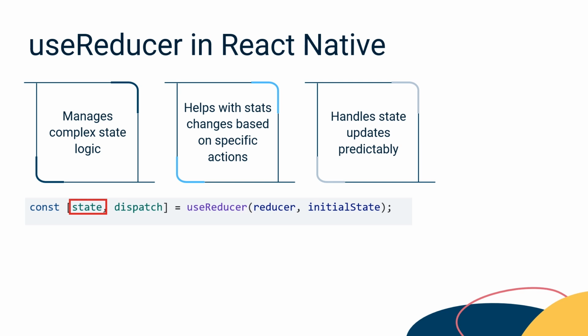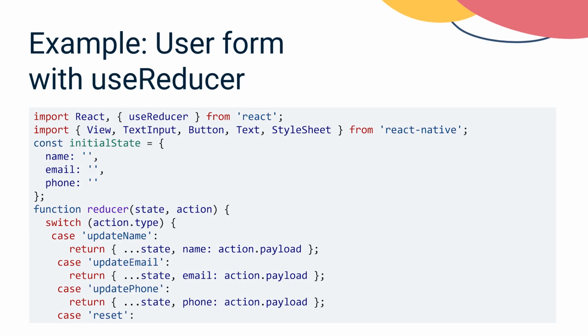State is the current state object. Dispatch is a function used to dispatch actions to the reducer. Reducer is a function that processes actions and returns a new state. Initial state is the initial state object. In this example, we use useReducer to manage a user form with name, email, and phone fields. Let's look at the initial setup section first.